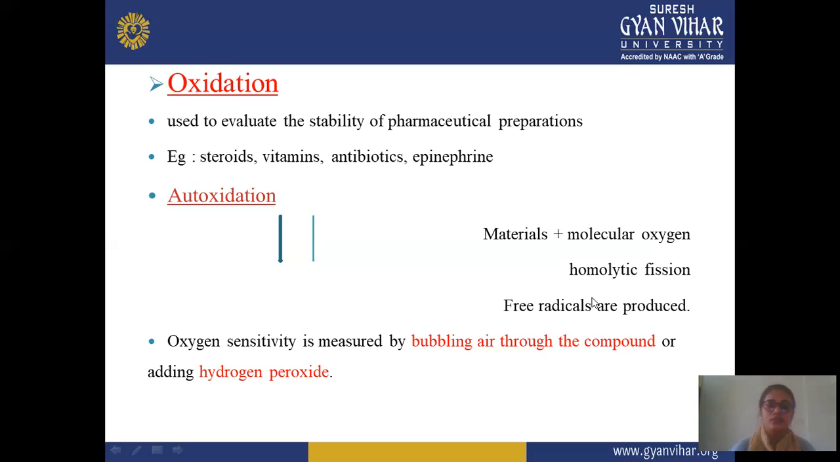Next, oxygen sensitivity is measured by bubbling air through the compound or adding hydrogen peroxide. This oxidation or auto-oxidation may show certain sensitivity, and oxygen sensitivity is observed, and you can measure it by bubbling air through the compound or adding hydrogen peroxide. This way you can measure oxygen sensitivity, meaning how sensitive your formulation is to oxygen, or how much oxygen is responsible for degradation of your product.